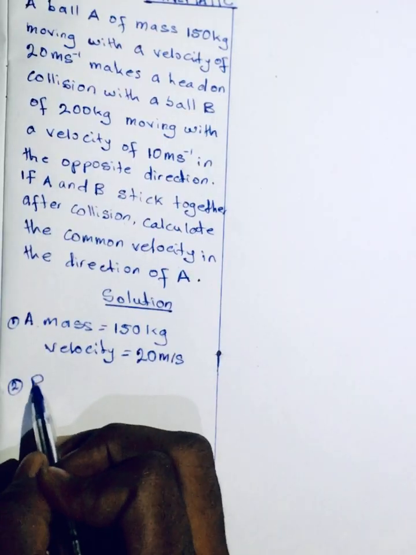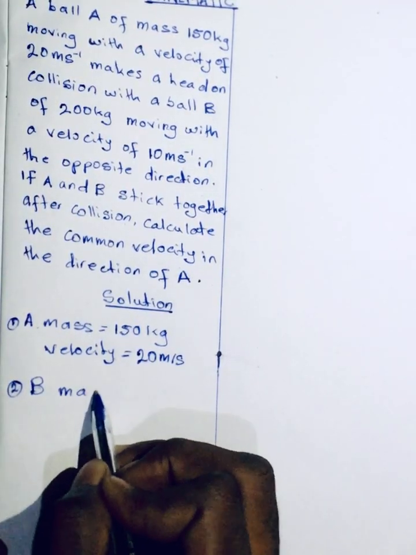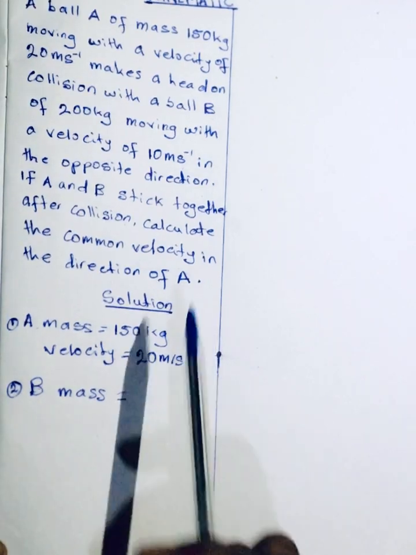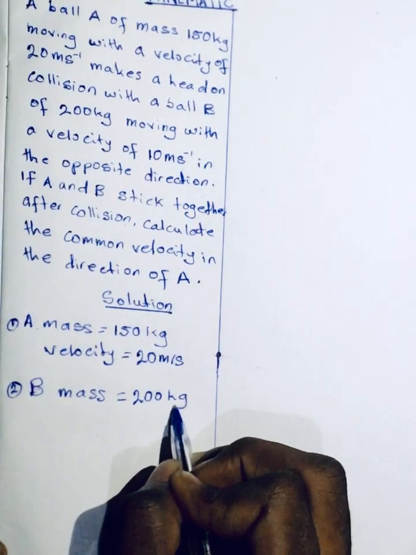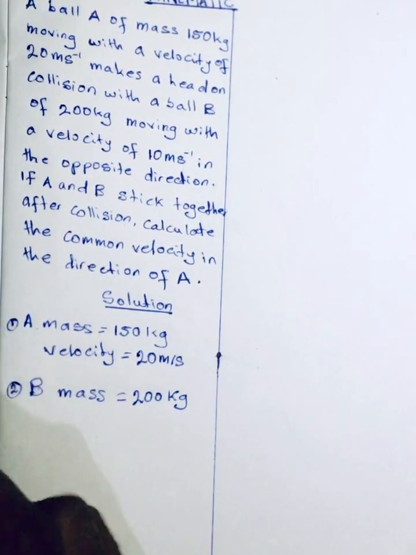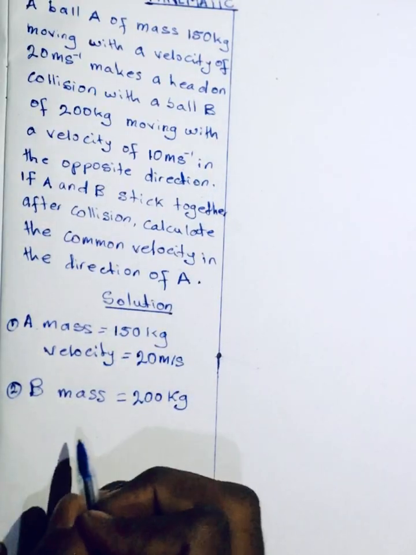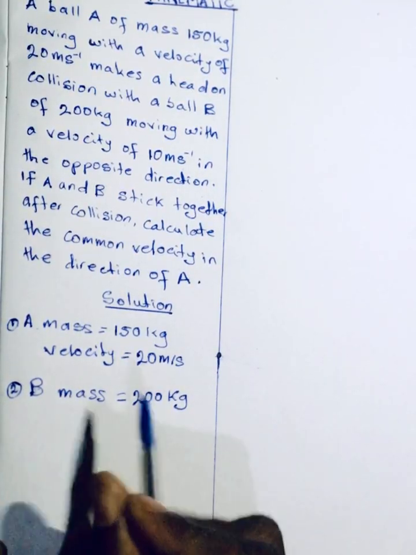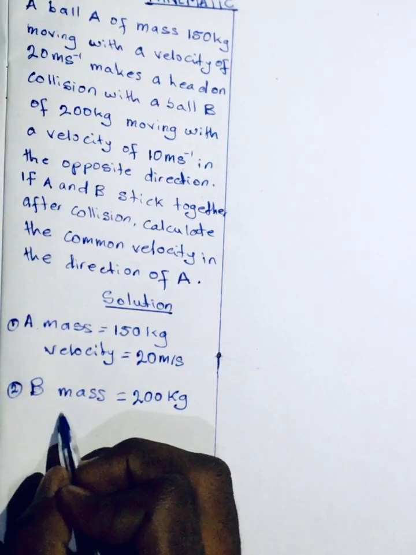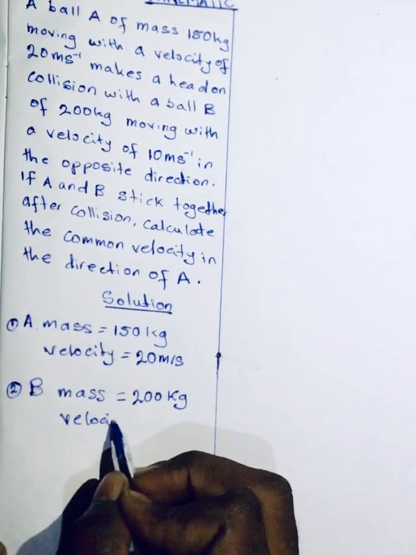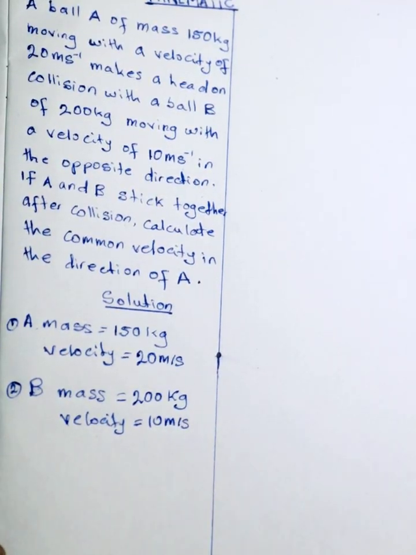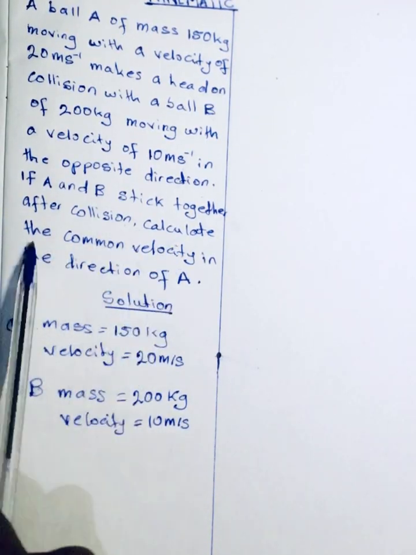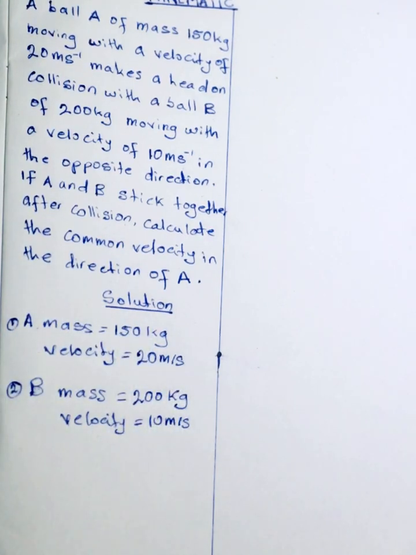Now the second ball, which is body B, the mass is equal to 200 kilogram. And the velocity of the second one is 10 meters per second. We were asked to find the common velocity in the direction of body A.